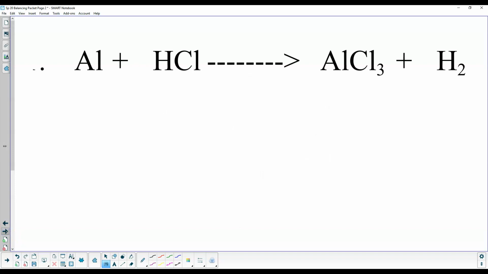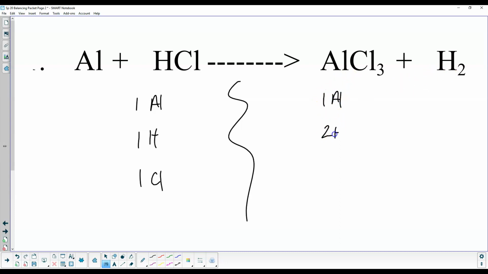Okay, this next one we have aluminum, and it looks like 1 of them on this side. 1 hydrogen, and then 1 chlorine. On the product side, aluminums, there's still 1. Hydrogen, we have 2. Chlorine, we have 3.